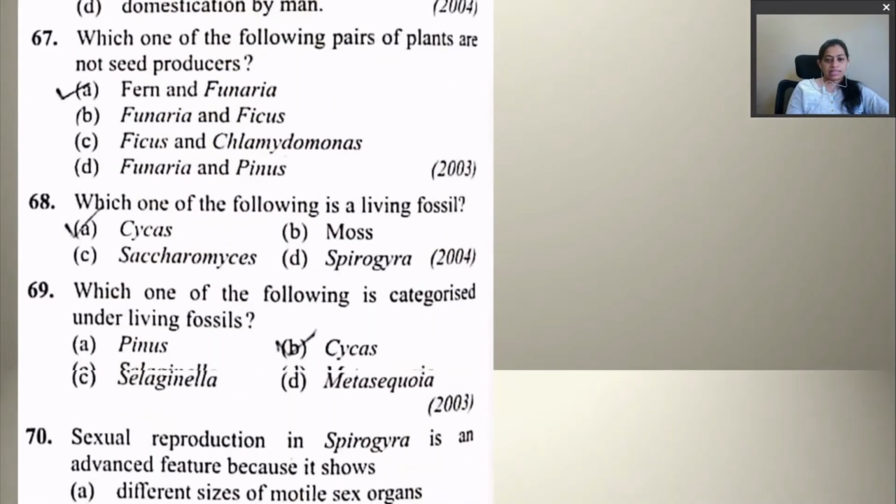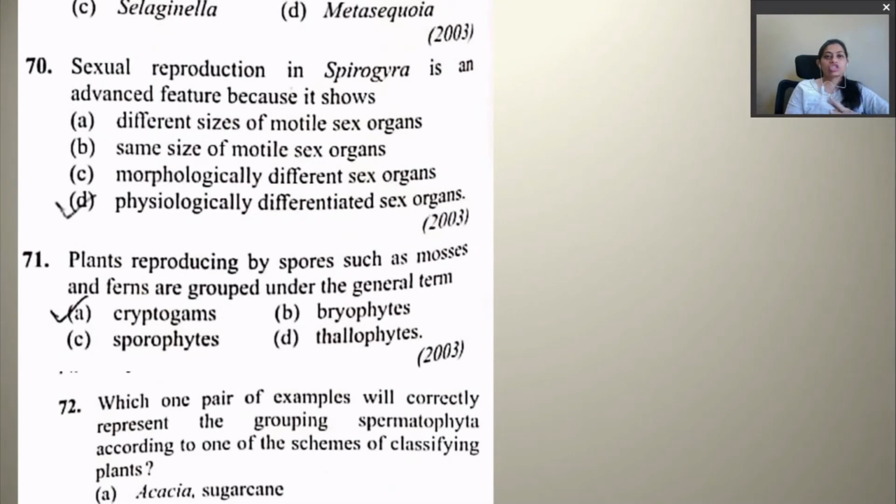Okay. Next is, sexual reproduction in Spirogyra is an advanced feature because it shows different size of motile sex organ, no. Same size of motile sex organ, no. Morphologically different sex organ, no. Physiologically differentiated sex organs, right? So in case of sexual reproduction in Spirogyra, this is true. Okay, so the right option is D.